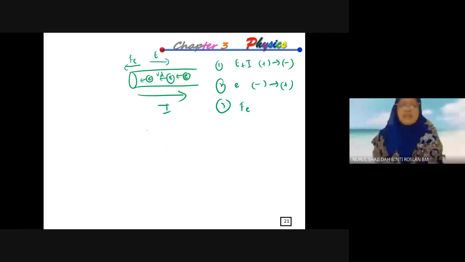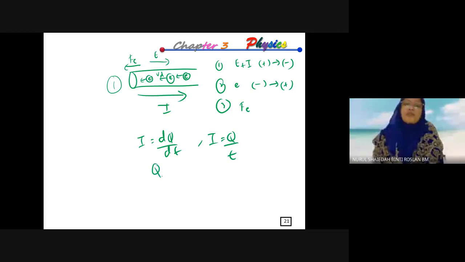Okey, seterusnya adalah itu nombor 1. Kita cerita pasal microscopic model dengan current lah. So current, formula dia I equals dQ over dt itu untuk instantaneous atau I equals to Q over t. Okey, lepas tu awak ada guna formula Q equals to NE lah. Okey, yang kedua awak belajar pasal resistance. Resistance sama dengan formula dia bagi adalah rho sama dengan RA over L. Yang ini V over I. Ini formula lah yang dua you kena tahu.